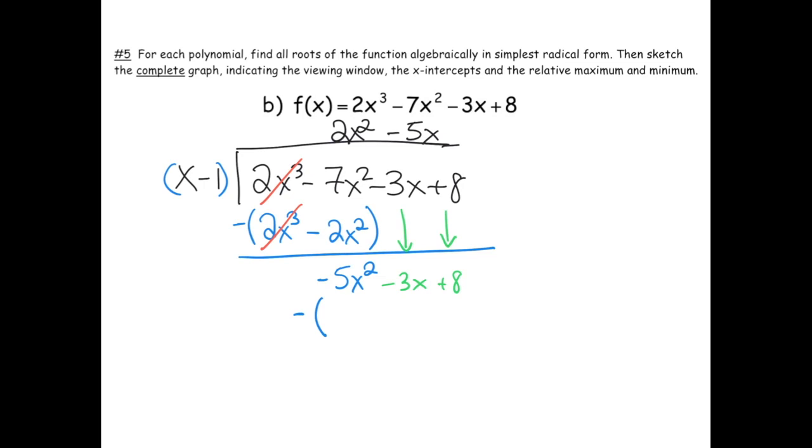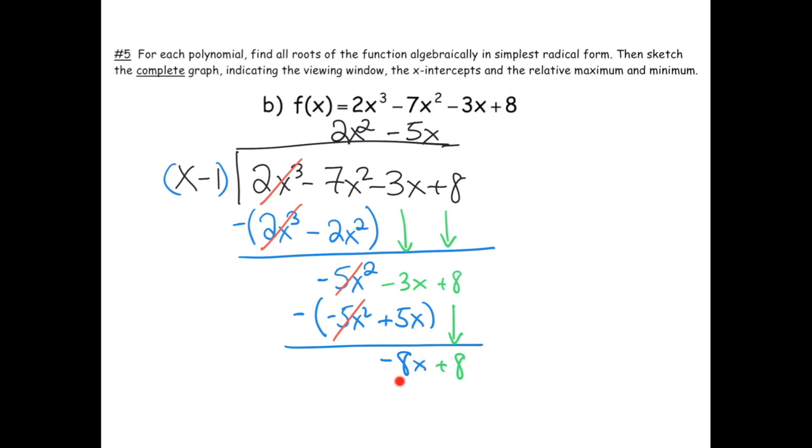So negative 5x times x is going to be negative 5x squared. And then negative 5x times negative 1, I have a negative times a negative, so it becomes plus 5x. Now I'm going to subtract. So this is going to be negative 5x squared minus negative 5x squared, those cancel. And then over here, this is going to be negative 3x and then minus 5x. So it actually becomes negative 8x, and then pull down this plus 8.